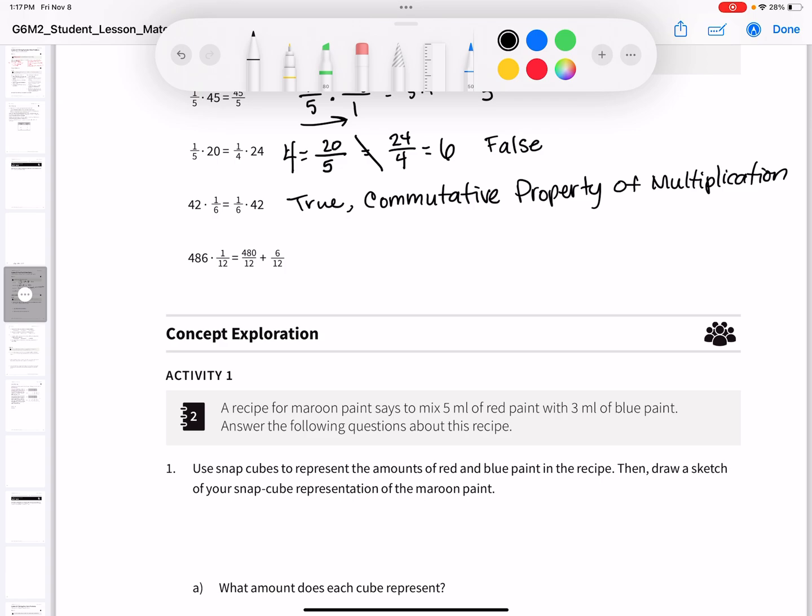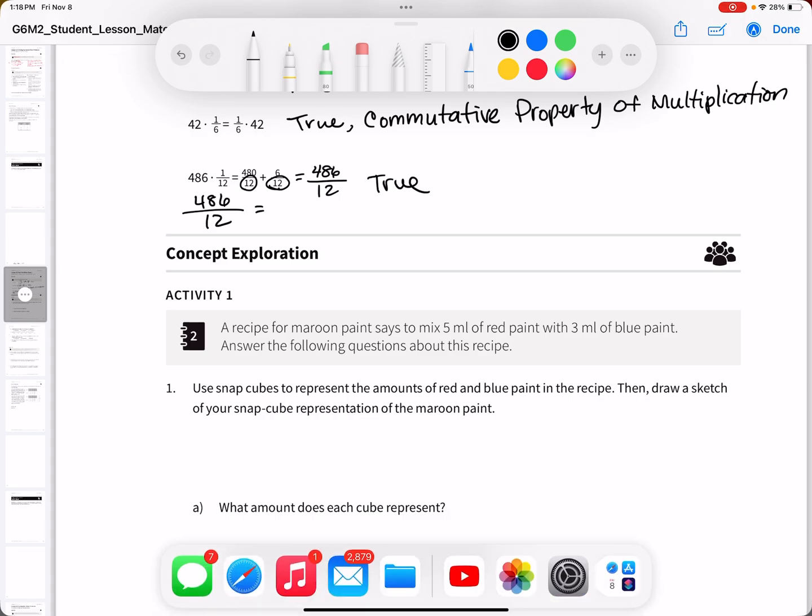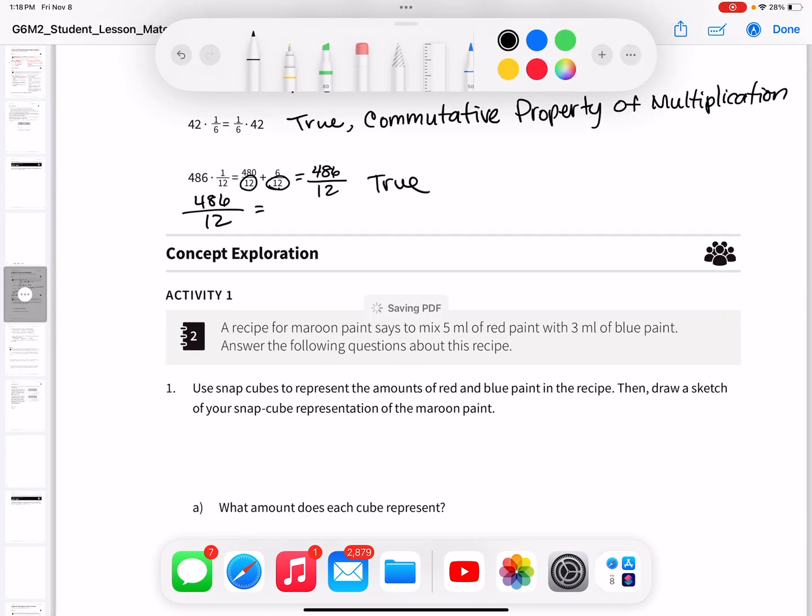486 times 1/12 equals 480 twelfths plus 6 twelfths. Well, 486 times 1/12 would be 486 twelfths. And because we have common denominators, we can add these across. So 480 plus 6 would be 486 over 12. So 486 twelfths is equivalent to 486 twelfths. So this is true. Alrighty, let's look at our next problem.